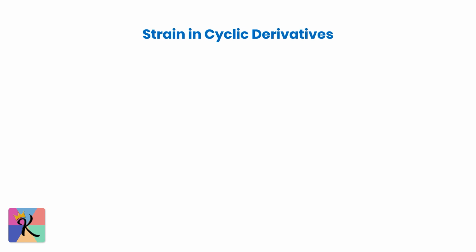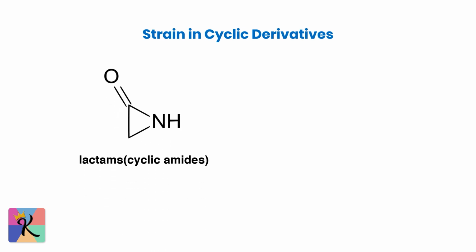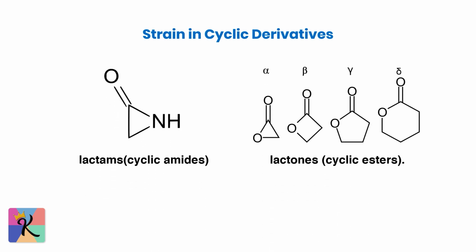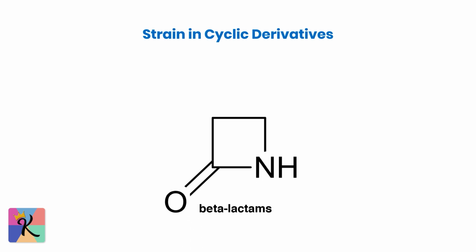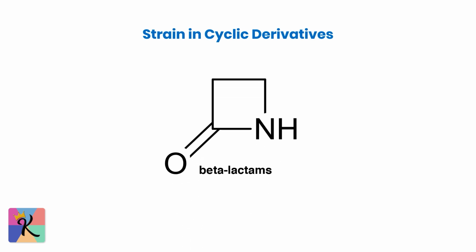Now let's talk about strain in cyclic derivatives, like lactams, cyclic amides, and lactones, cyclic esters. The smaller the ring, the greater the strain due to torsional strain and angle strain. For example, beta-lactams are 4-membered cyclic amides with significant ring strain.